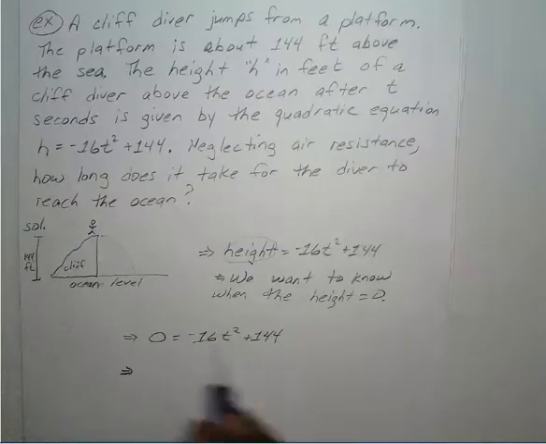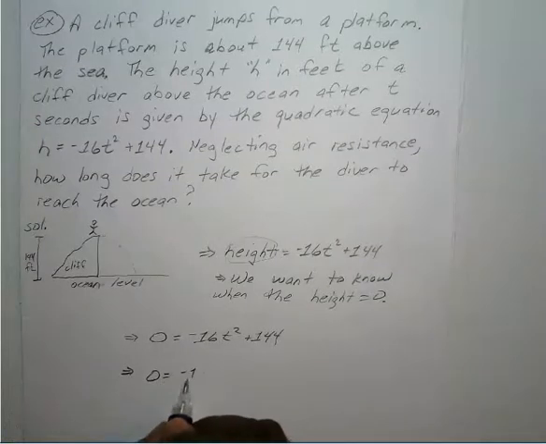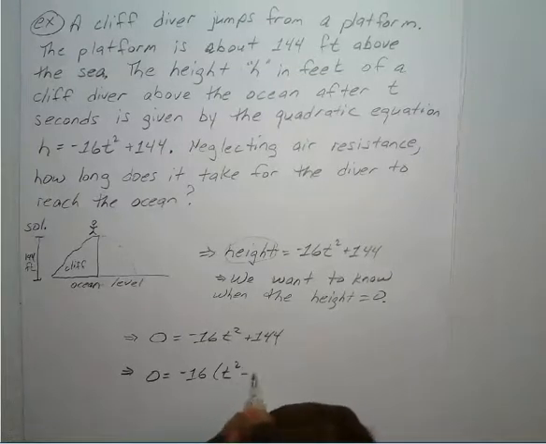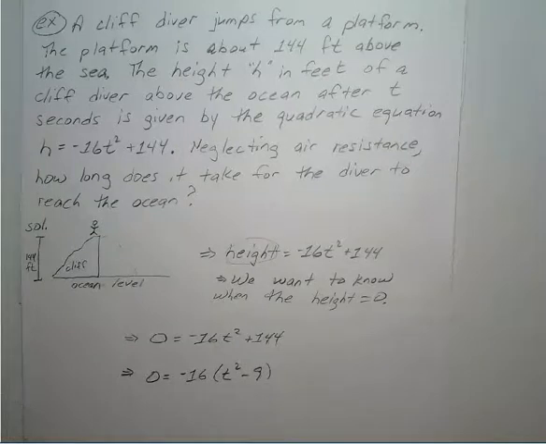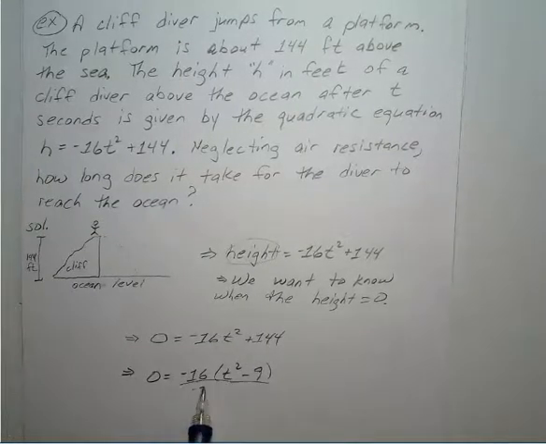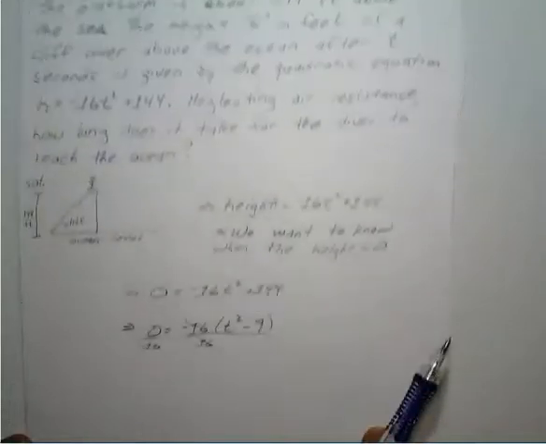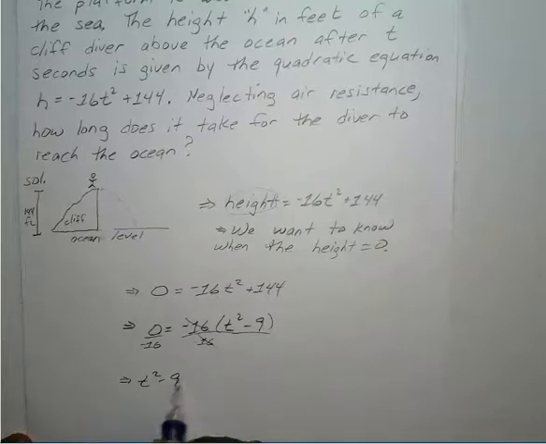And really, we can make this a little bit easier, because we can go ahead and make that 0 is equal to negative 16 times t squared minus 9, because we can factor 16 out of both of those. Negative 16 times negative 9 is positive 144. So if we divide both sides by negative 16, those two cancel out. So we get t squared minus 9 equals 0. And I'm just going to go ahead and flip those around. So t squared minus 9 equals 0 over negative 16, which is just 0.